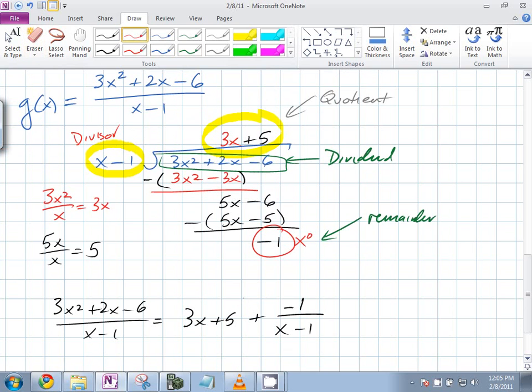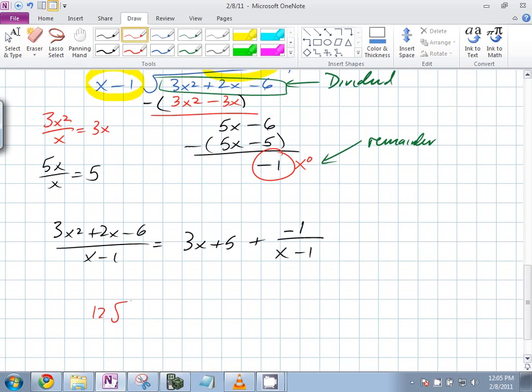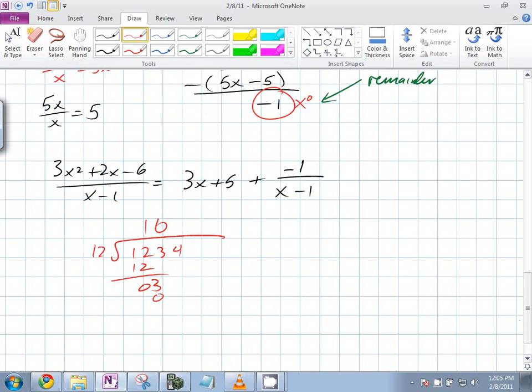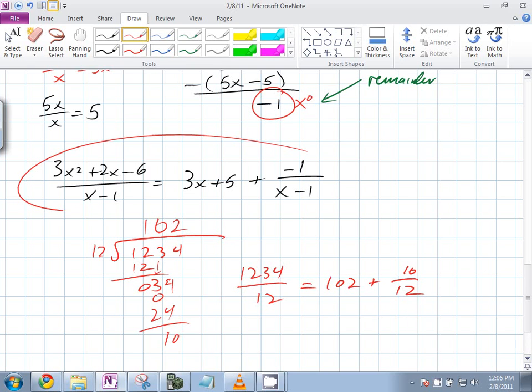Because, let's say we did regular long division. 12 into 1, 2, 3, 4. We know that 1,234 divided by 12 is equal to 102 plus 10 over 12. This is the same thing, but with polynomials.